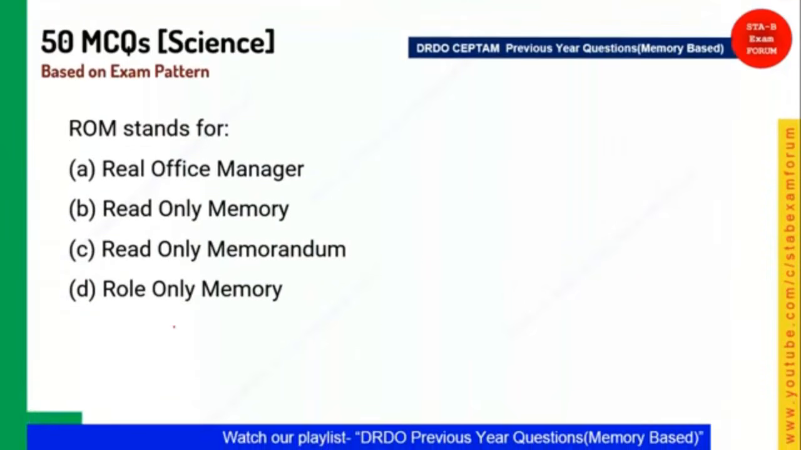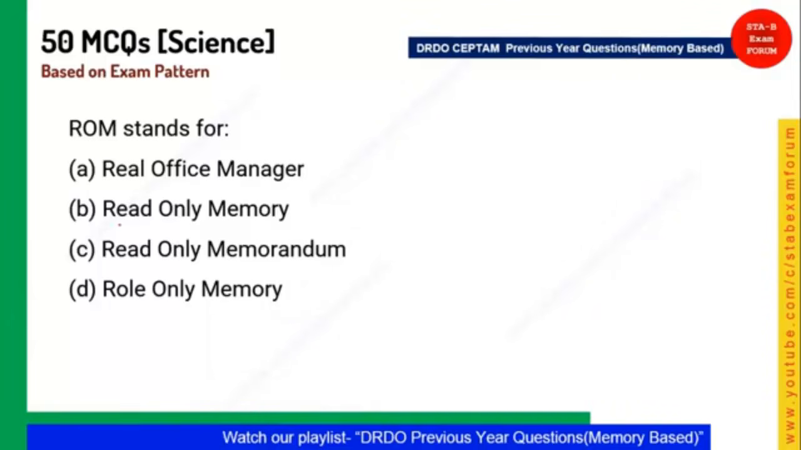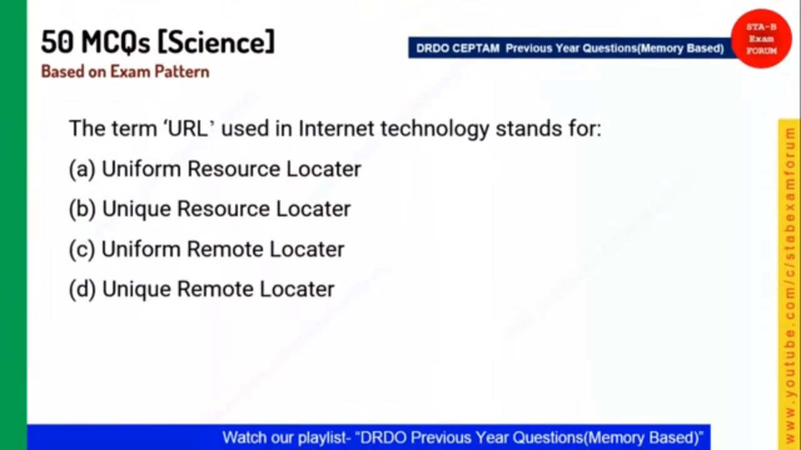Let's see the next question. So you have seen a question on BIOS and ROM. So what does ROM stand for? A very simple one. R stands for read, O stands for only, M stands for memory. So read only memory. So option B is the correct answer.